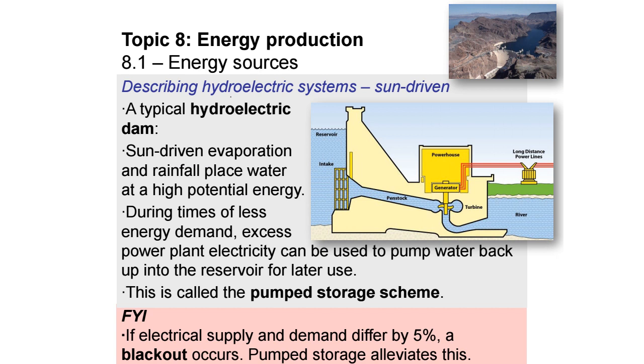Sometimes what makes this system quite flexible is that when you've got extra energy, so you're generating more electricity than you need, you can use some of that extra electricity to pump the water back. So you take the water from down here and put it back here again, so that you've got an extra reserve of potential energy.